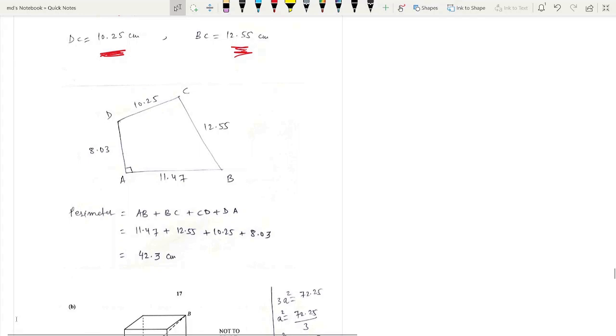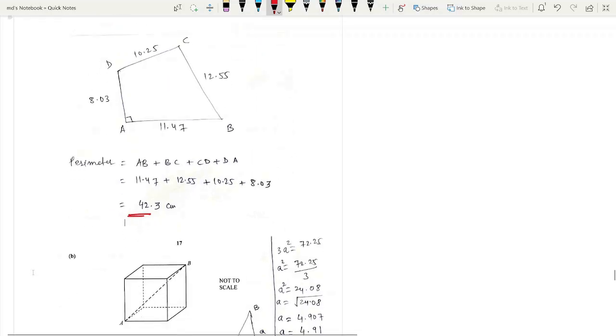So now this is a quadrilateral, ABCD. All four sides I have mentioned, and for the perimeter just we have to add these four sides, which is 42.3. This is for 7 marks. But if I compare which question is difficult, the previous one or this one, so what do you think about difficulty level of 7 marks for these two questions? You can write in the comment which one is difficult out of these two.